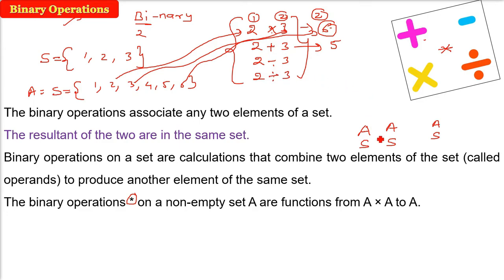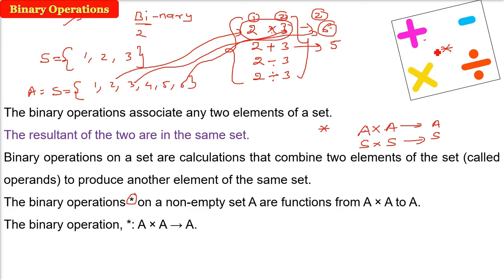So the first value is coming from this set A. For example, here 2 is coming from A. The second value is also coming from A. So the Cartesian product, A cross A, is called the domain. Then the final, resultant value is coming again from A, which is called the codomain. And this star is what? It is all the operations, we just called it one symbol, star. So one value, second value coming from the same set, and the result is also coming from the same set.